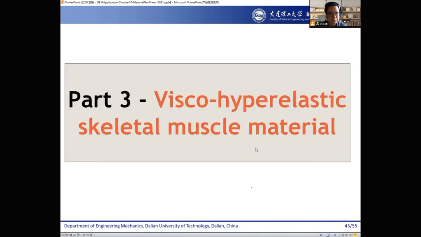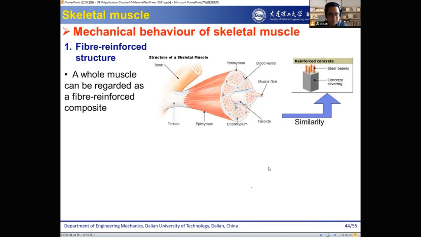Now we move to part 3. This is an example of a nonlinear material. We talk about the visco hyperelastic skeletal muscle material. Everyone has muscle in our body. We talk about the behavior of the muscle and how we simulate its mechanical behavior in FE software or commercial software. In order to simulate the muscle in the FE software, we need to understand the mechanical behavior of the muscle.